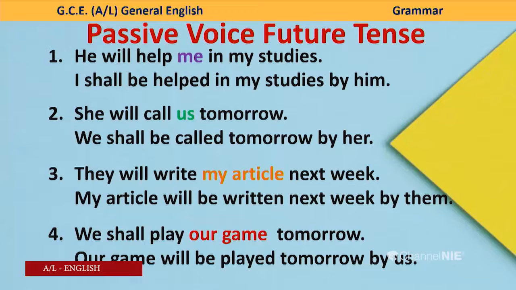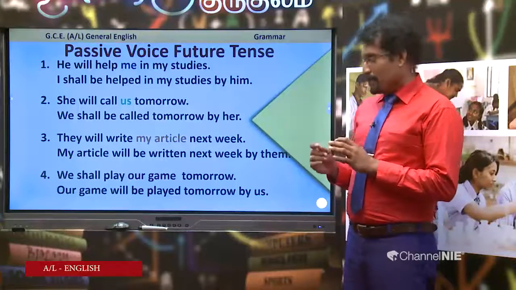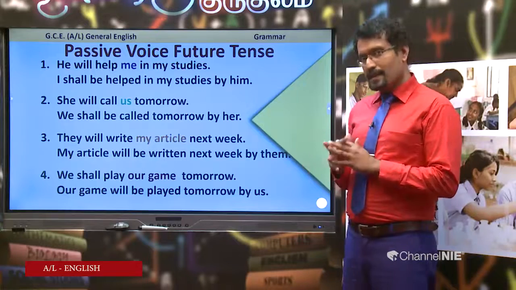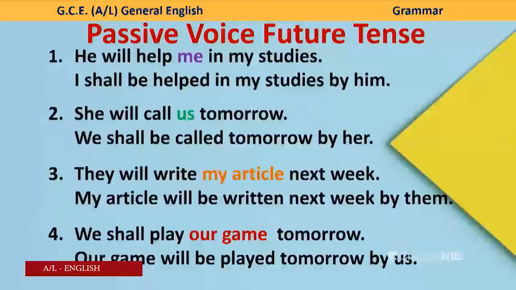Third example, they will write my article next week. They is the subject, will is the helping verb, write is the main verb, and my article is the object. My article will be written, write, wrote, written. My article will be written next week by them. They becomes them.